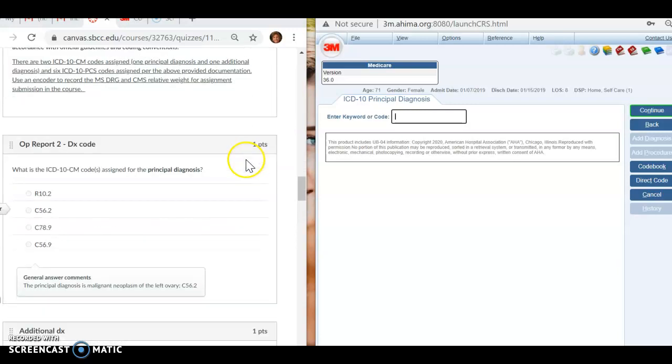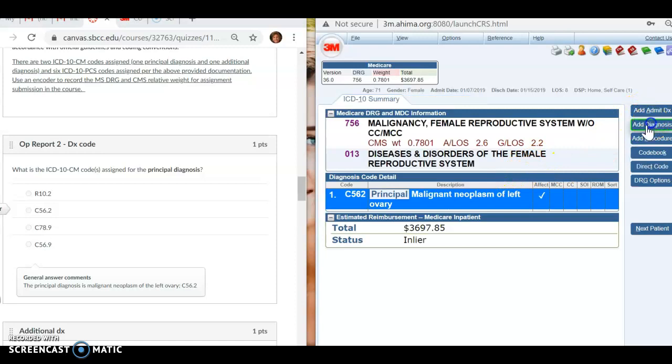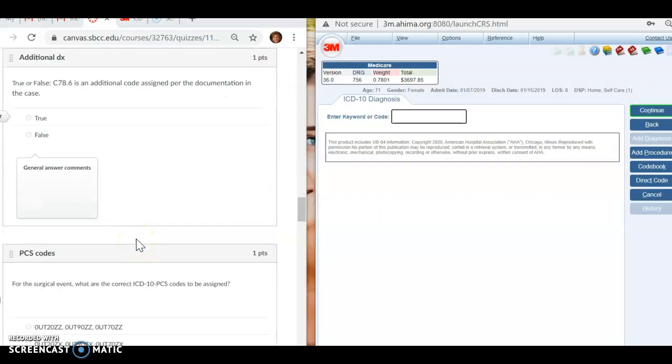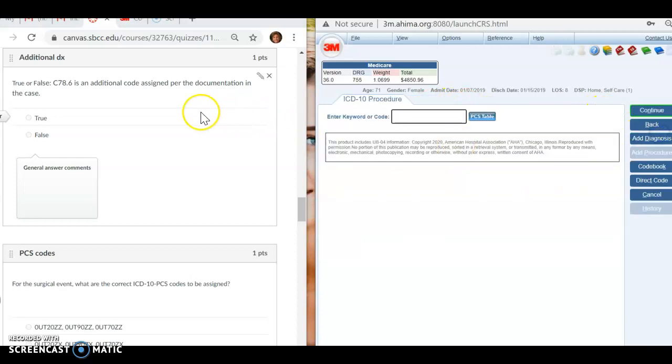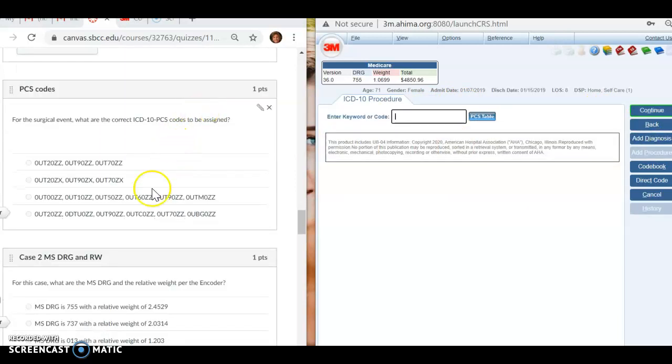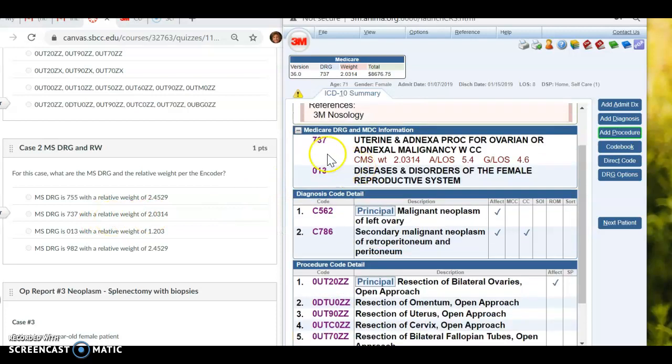So my first diagnosis, principal diagnosis, is C56.2. Okay, I'm going to add a diagnosis. And that's going to be C78.6. Add procedure. I'm going to pause the tape and then just put all these procedures in. Okay, so I have all the procedures in. Let's look. The MSDRG is 737. We also have the relative weight, 2.0315.